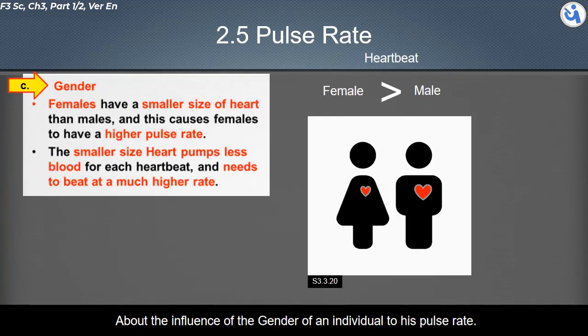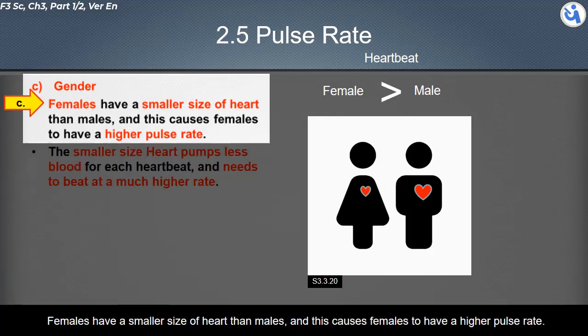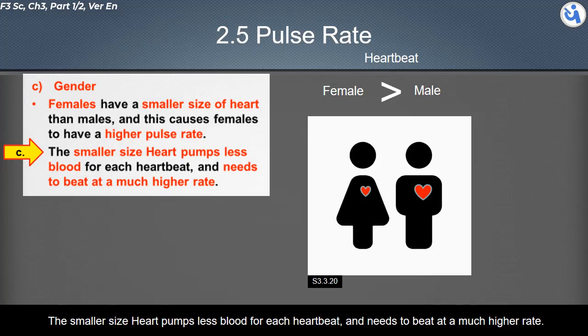About the influence of the gender of an individual on his pulse rate. Females have a smaller heart than males, and this causes females to have a higher pulse rate. The smaller heart pumps less blood for each heartbeat and needs to beat at a much higher rate.